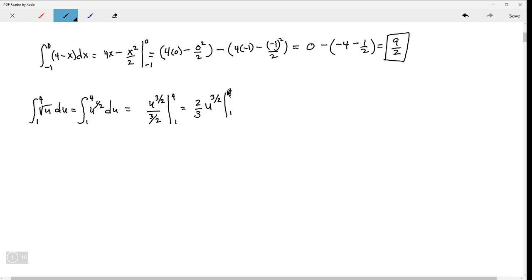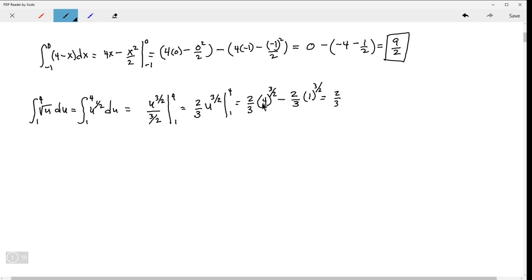So I'm going to do my f of b. Remember, b is the top number first. So that's going to be 2/3 times 4 to the 3/2 minus f of a, that's the bottom number, 2/3 times 1 to the 3/2. I know there is a subset of the class who is going to want to just put that in their calculators. That's fine. I don't care. You can do that if you want. I'm going to work it out.